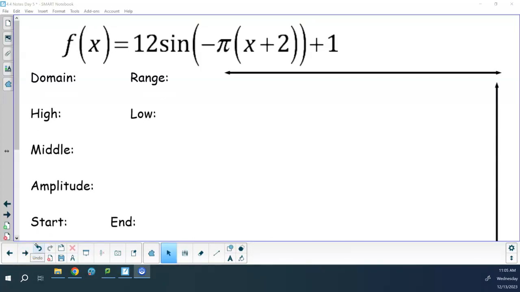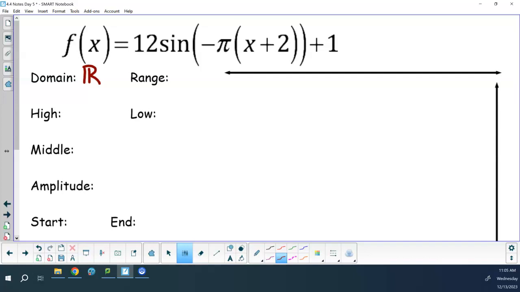Of the pieces of 9, what's the easiest one to find? Actually, there's 2 easy ones. What's one of the 2 easy ones to find? Domain's the easiest of the easy ones, right? Because it's all real numbers. Today on the formative, we won't have to find the domain. There we go.